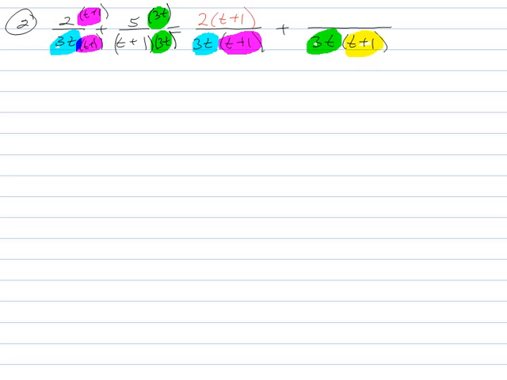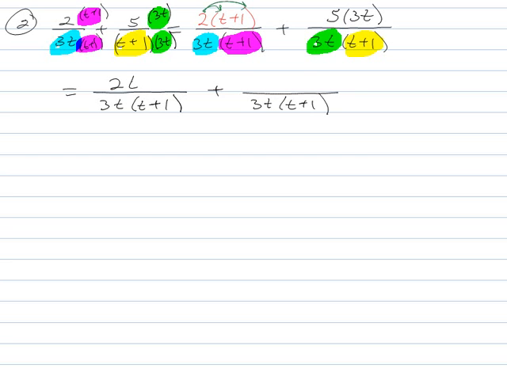But I do have a t plus 1 on both sides, so that's good. So 5 times 3t, like that. So now each one has a 3t times t plus 1 on the bottom. If I distribute the 2, I'll get 2t plus 2, and then over here, I'll get 15t.